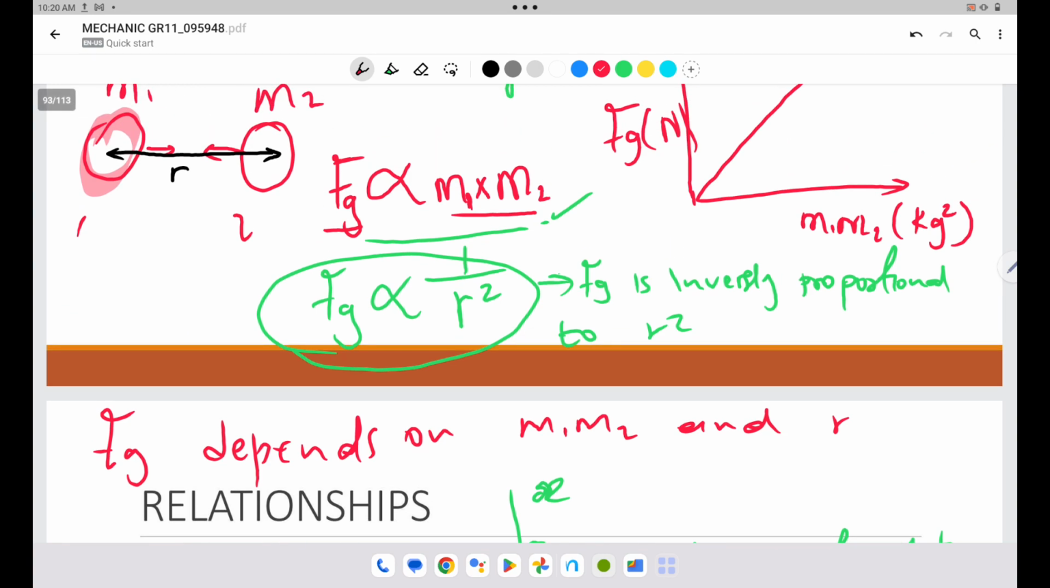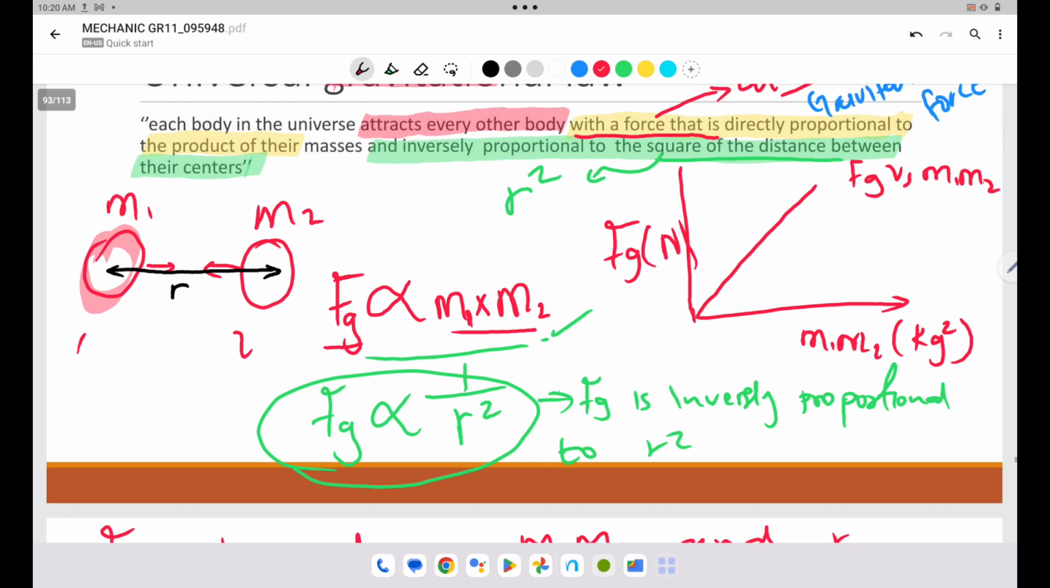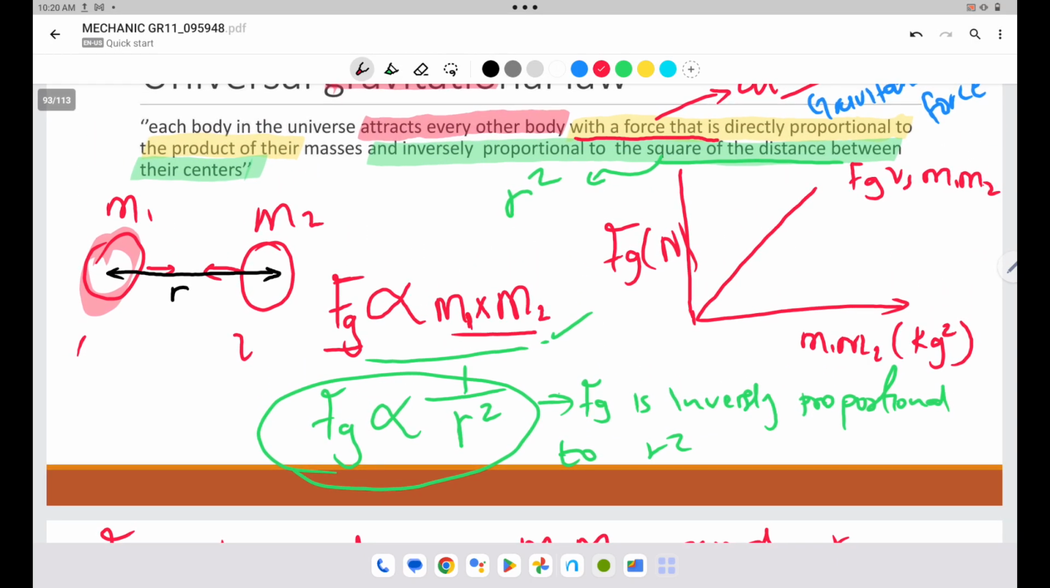So if we were to conduct an experiment where we want to know the relationship between the gravitational force and the product of the masses, then we need to understand that the dependent variable is our gravitational force. But what I'm going to do right now is combine these relationships together.